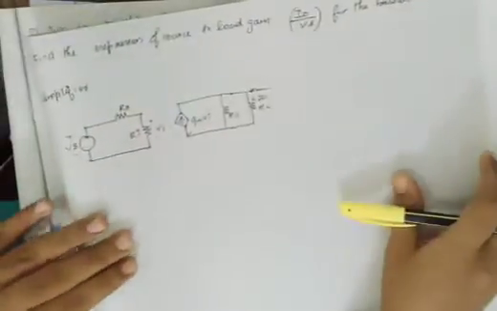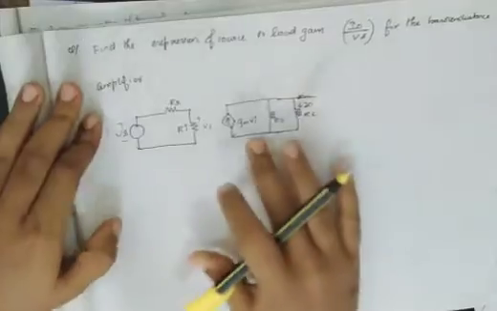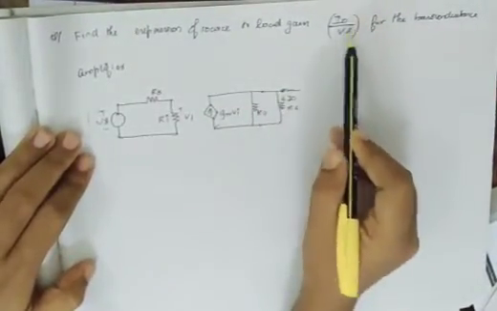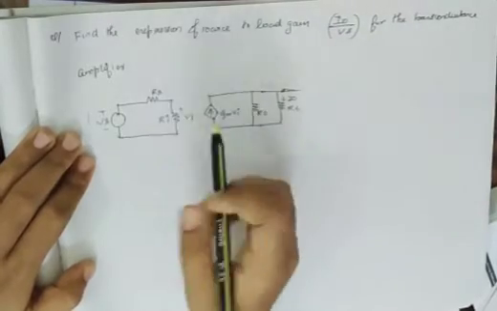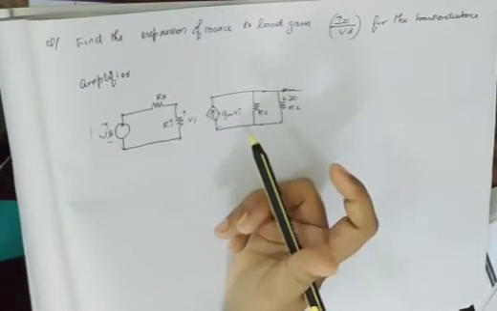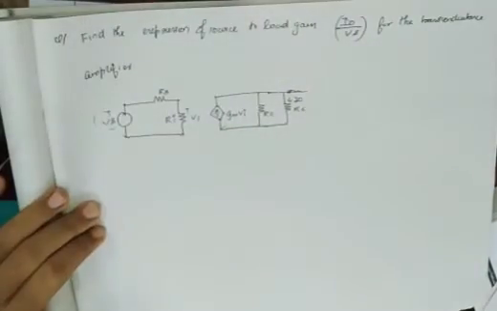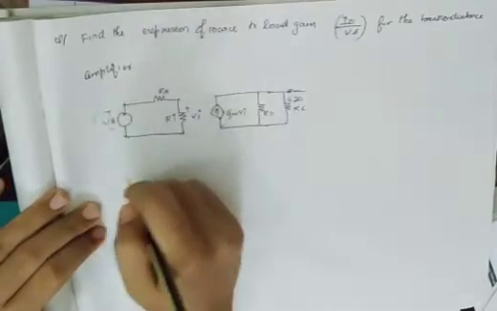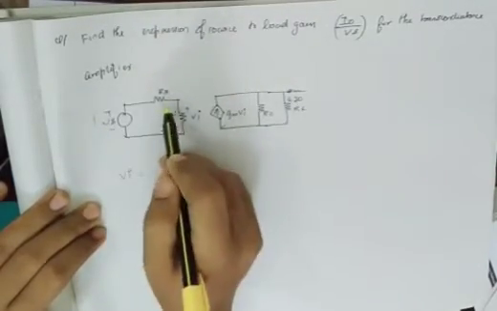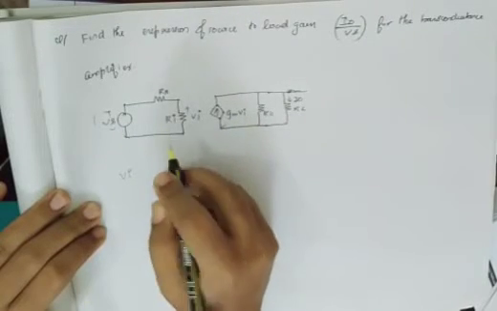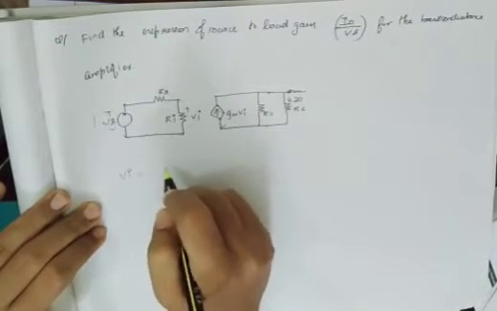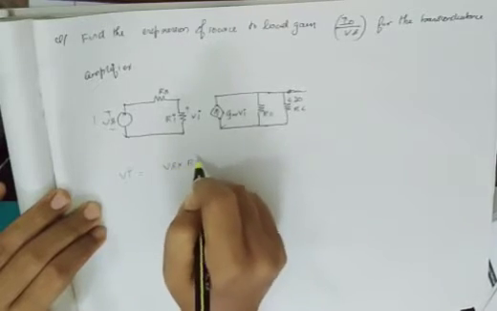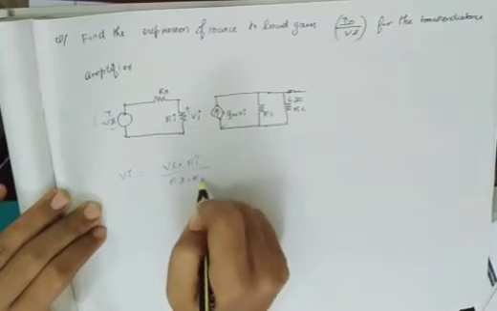Now let's do the next question. Find the expression of the source to load gain, that is I0 divided by Vs, for the transconductance amplifier. So we have to find out I0 divided by Vs. This one is Vi, right? Vi is being divided between Rs and Ri. So applying the voltage division principle, we get Vi equal to Vs into Ri divided by Rs plus Ri.